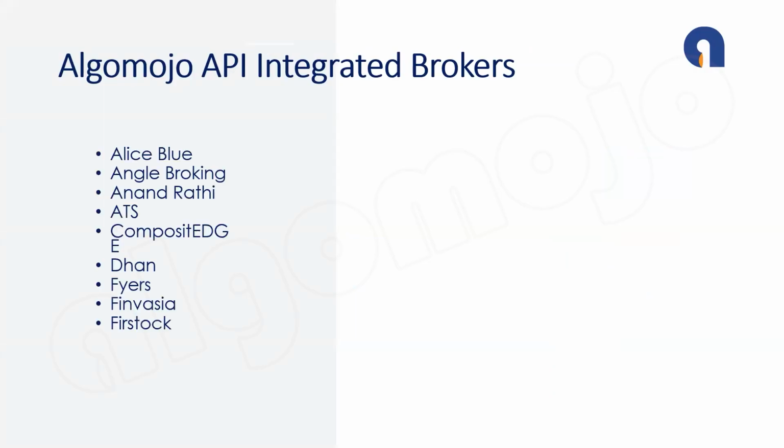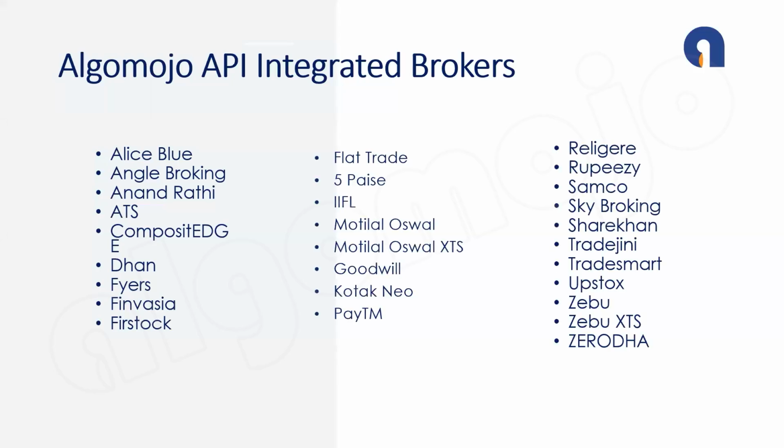We have integrated close to 27, 28 brokers. We keep adding more brokers as and when the API integration happens, for the users to trade in those broker accounts. Some of the popular brokers like Zerodha, Angel, Dhan, Groww, all these are already integrated with us. And sorry, Groww is not yet. If you already have an account, you can start using our platform for trading and investing in any of these brokers.